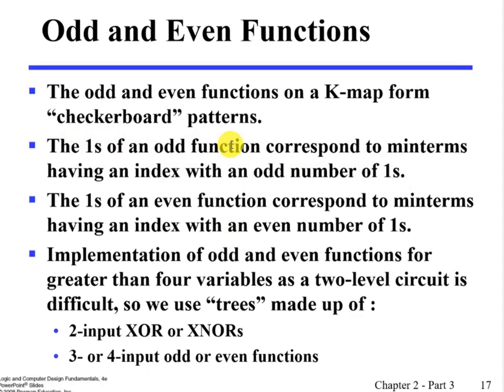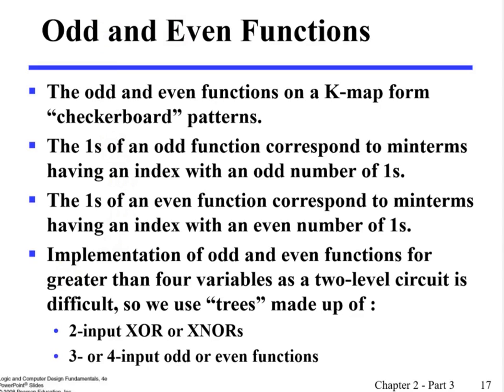Ones of odd function have index with an odd number of ones. And then ones of even function correspond to minterms having index with an even number of ones. Odd number of ones, even number of ones, right? Index. So these are two characteristics defining the odd and even functions.